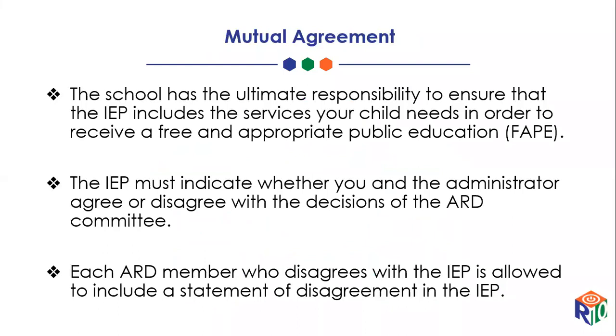Mutual agreement. The ARD process works best when the school district and parent or guardian have open communication, focus on your child's needs, are willing to work together, and follow the federal and state special education laws and regulations. The school has the ultimate responsibility to ensure that the IEP includes services for your child's needs in order to receive a free and appropriate public education, or FAPE. The IEP must indicate whether you and the administrator agree or disagree with the decisions of the ARD committee. Each ARD member who disagrees with the IEP is allowed to include a statement of disagreement in the IEP.